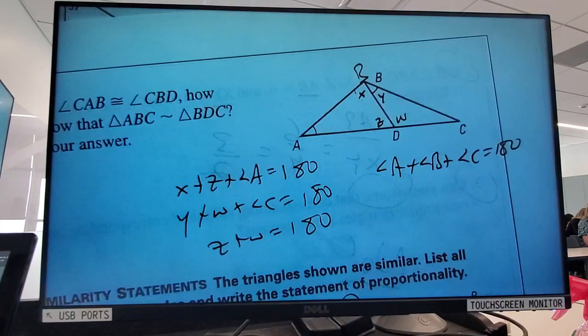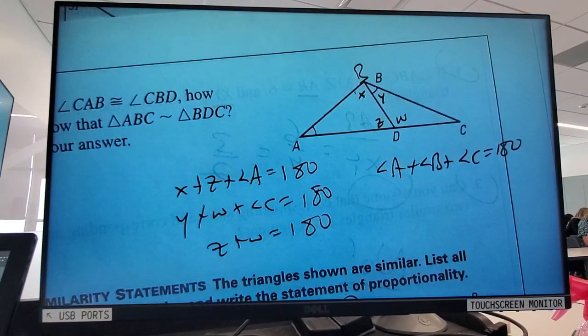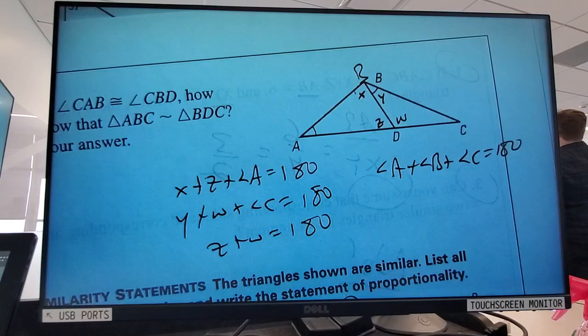So what I need to show similarity is either all the sides are proportional, and I don't have a clue about any sides. Side BD is in both little triangles, but I don't care about the poor little left-sided triangle. That's not a part of what they asked me about.